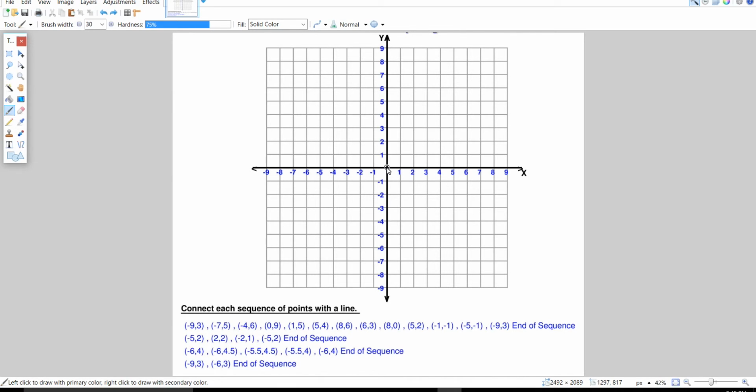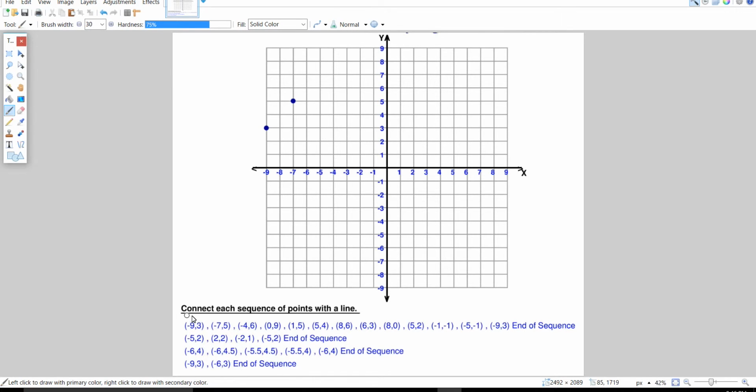If you remember from earlier, we have to first run and then jump. So we're going to run all the way over to -9, and then we're going to jump to positive 3. 1, 2, 3. And we'll put a little dot right there. Once we've got that dot there, we need to figure out where the next point is going to be. Negative 7, 5. Alright, we'll run to negative 7 and jump to positive 5 and put our point there.